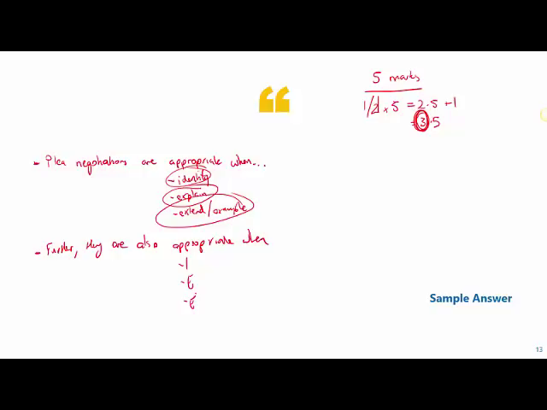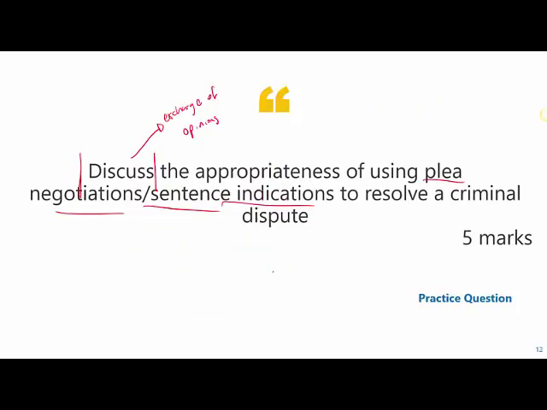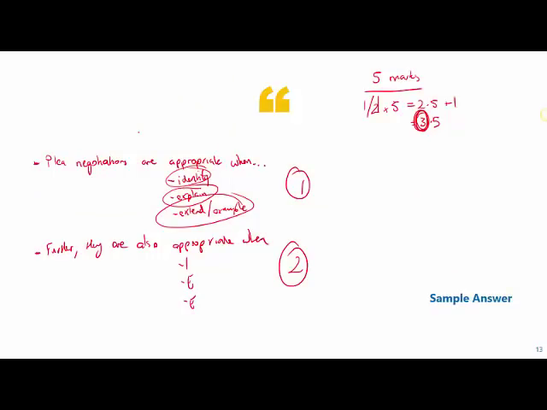Once you've done that, at this point we would have used 2 pieces of evidence. But you would note that they are both times when plea negotiations are appropriate. So in order to meet the needs of discussion, to exchange opinions, we would then add in our 3rd piece of evidence and we'd say, however, plea negotiations are not appropriate when, and then again we identify, we explain, we extend.